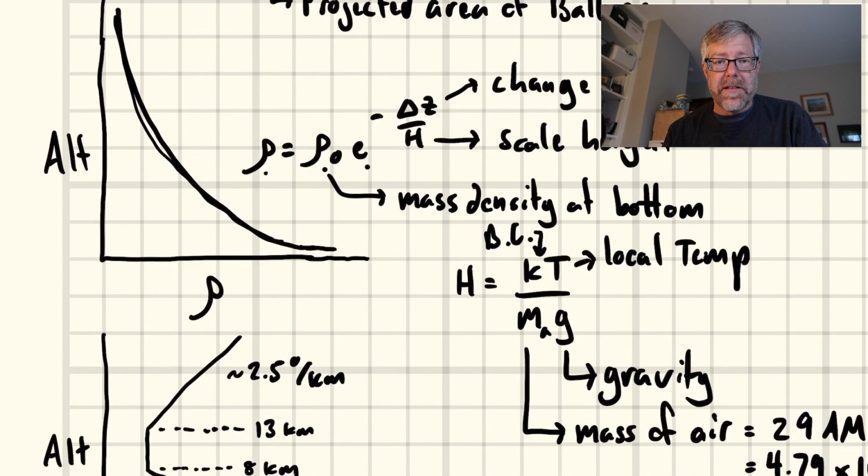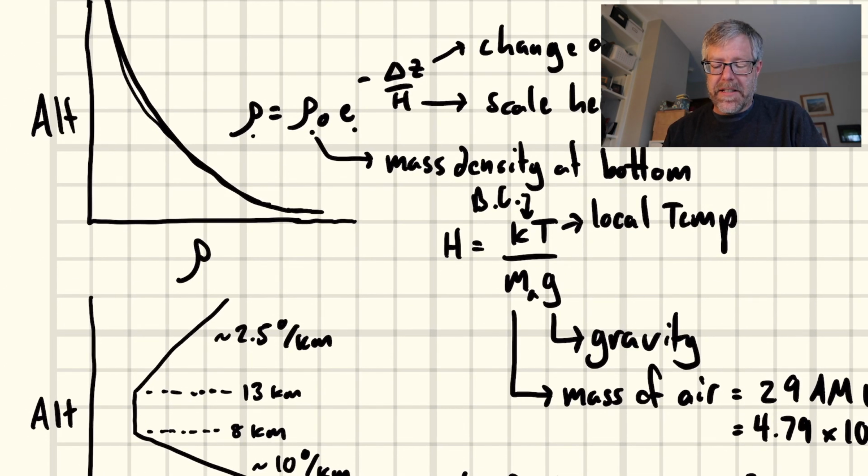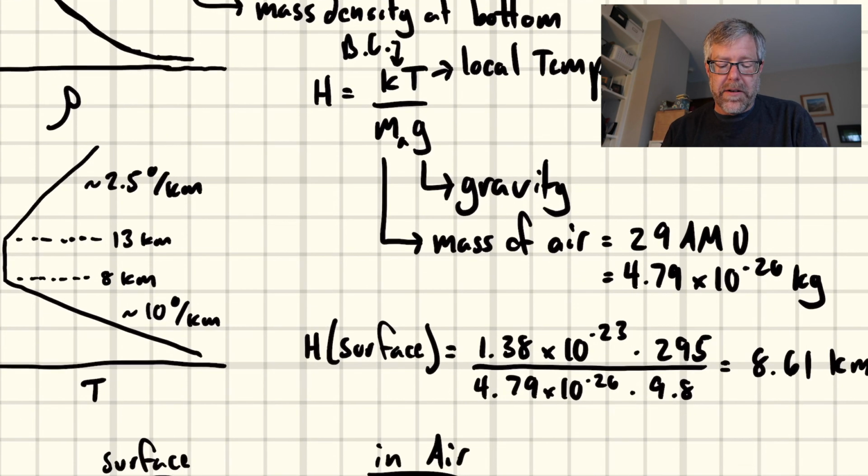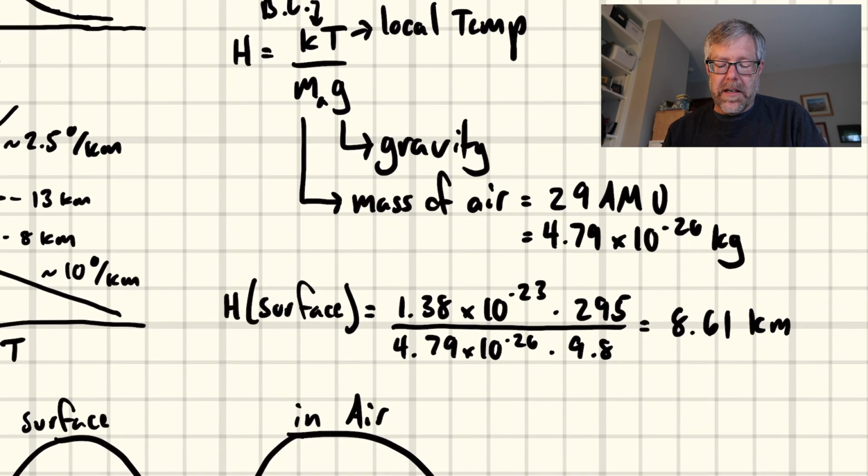K is the Boltzmann's constant again. T is the local temperature. M_A is the mass of air, which we actually calculated. It's 29 AMU, which is 4.79 times 10 to the minus 26 kilograms. g is gravity. At the surface, you plug in all of these numbers and you come up with a scale height of 8.61 kilometers.